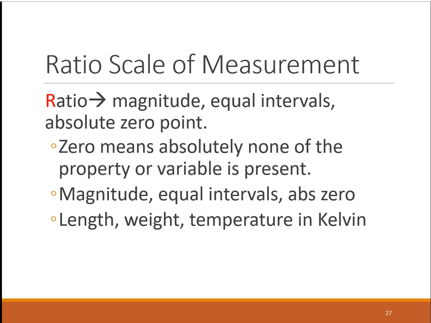And ratio basically has all the properties: magnitude, equal intervals, absolute 0 point. The key distinction here is that 0 means absolutely none of the property that's being measured, or 0 means absolute 0. One way to remember this is that, since ratio ends with an O, you can pretend that's a 0, and that can hopefully jog your memory if you forget what a ratio variable is. It's one that has absolute 0. So many measures of frequency of behavior, measures of things like length, weight. You may remember back to high school days, temperature in Kelvin is assumed to have an absolute 0 point.